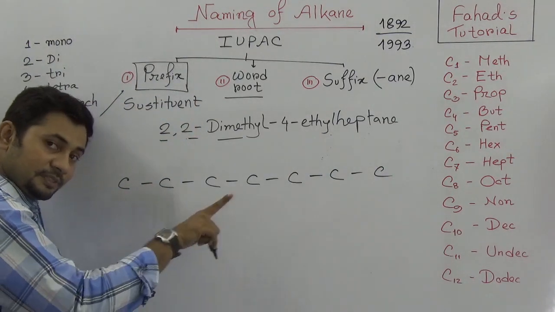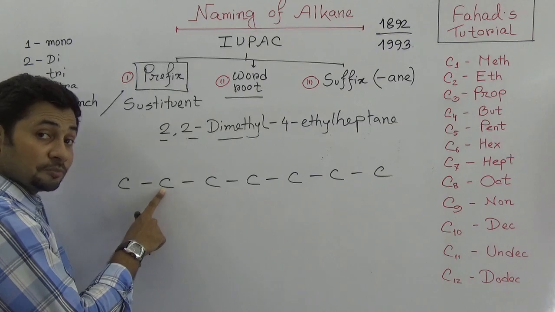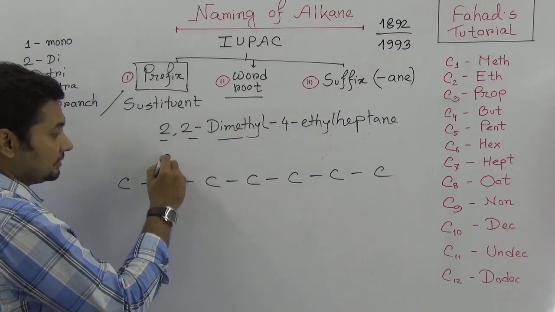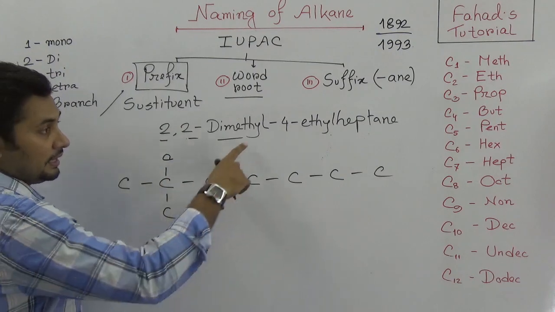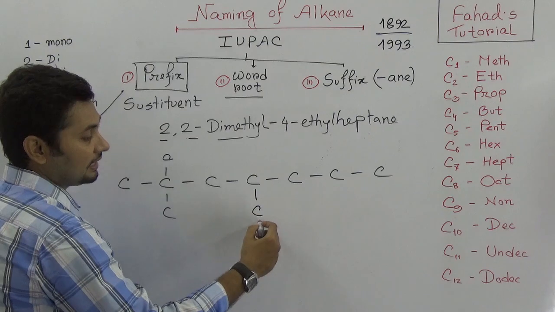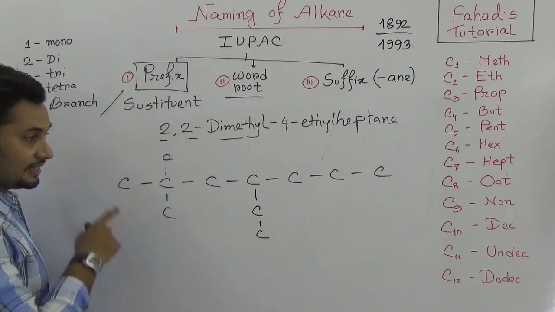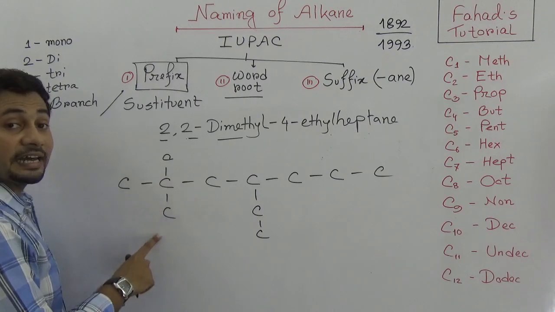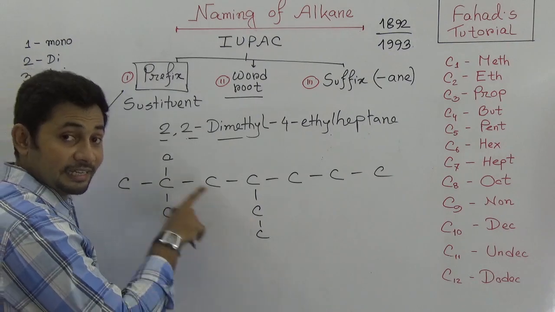And if I count from this way, that should be number 2. In this carbon there are 2 methyl groups. So there is 1 and 2. And number 4, there is ethyl. So it should be like this. And this is the structure of 2, 2-dimethyl 4-ethyl heptane.